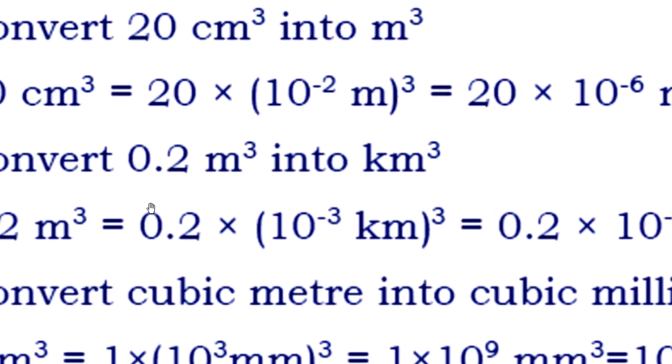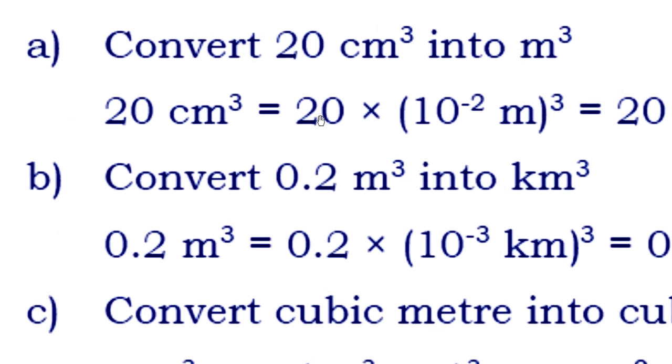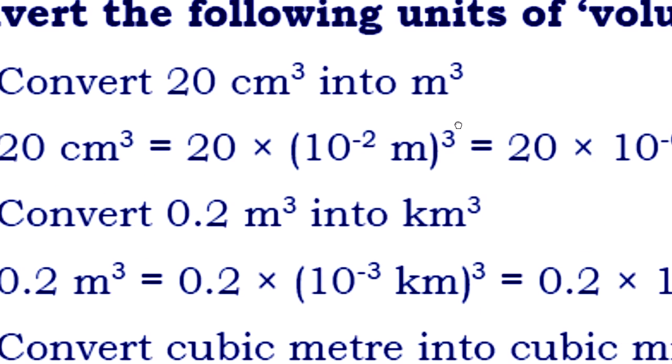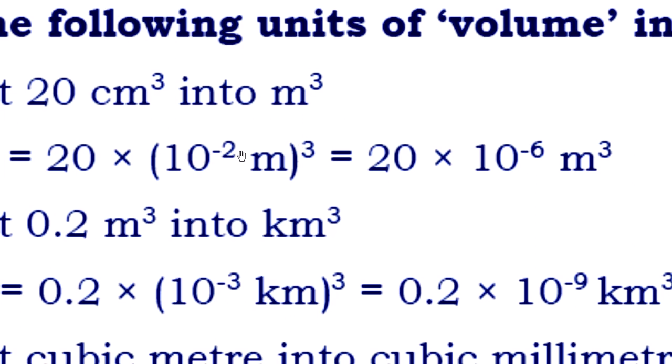So what we can do? We have 20 centimeter cube. We keep 20 as it is. In the place of centi, we can keep 10 power minus 2, and in the place of meter, we keep meter only. So we write 10 power minus 2 meter, whole cube. Whenever we have two powers, we have to multiply them. Minus 2 into 3, how much? Minus 6.